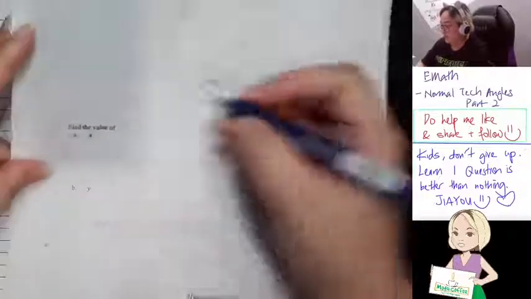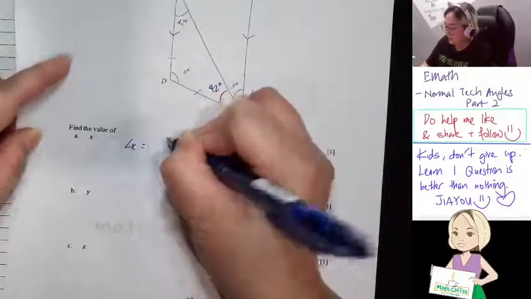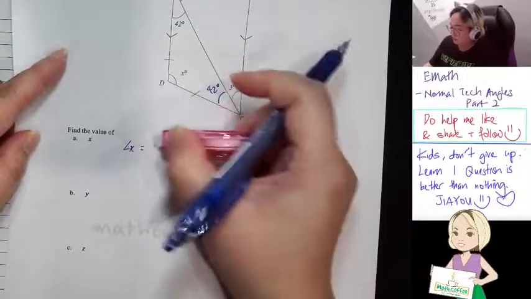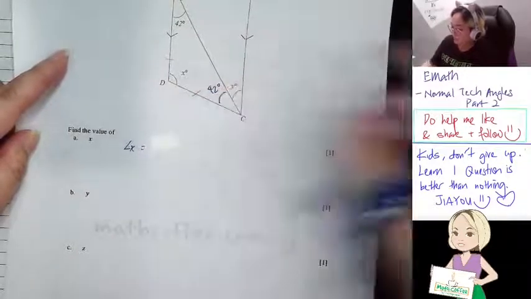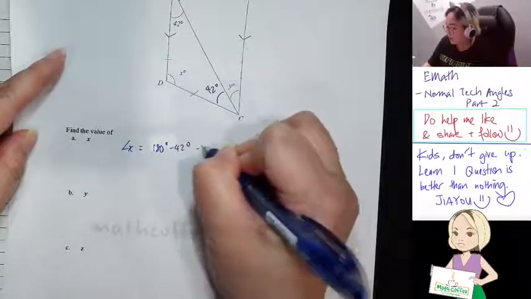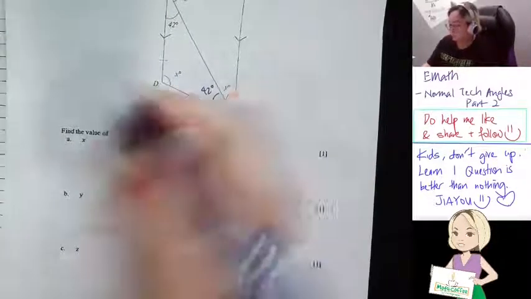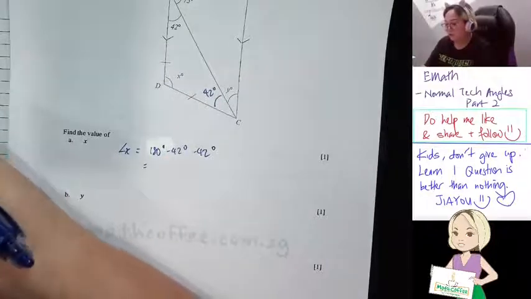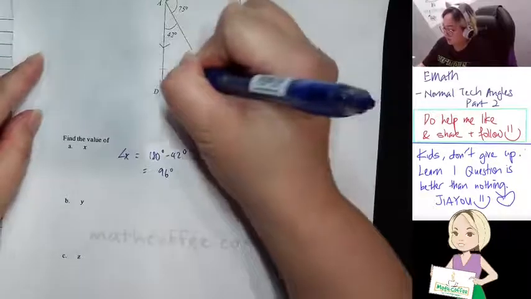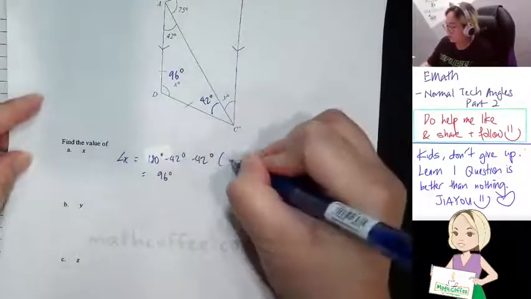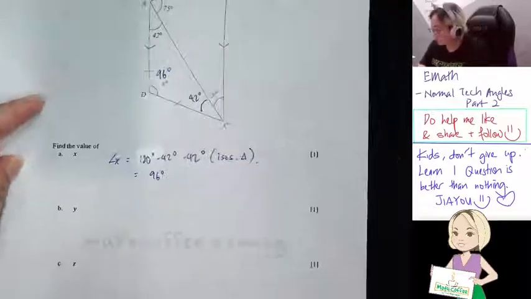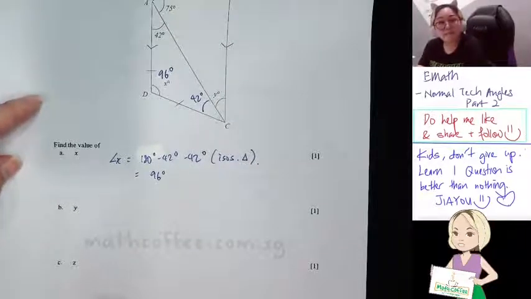So you will say angle X is equal to 180 degrees minus 42 minus 42. So 180 minus 96 degrees. So here is 96 degrees. So this is an isosceles triangle. Okay, isosceles triangle.